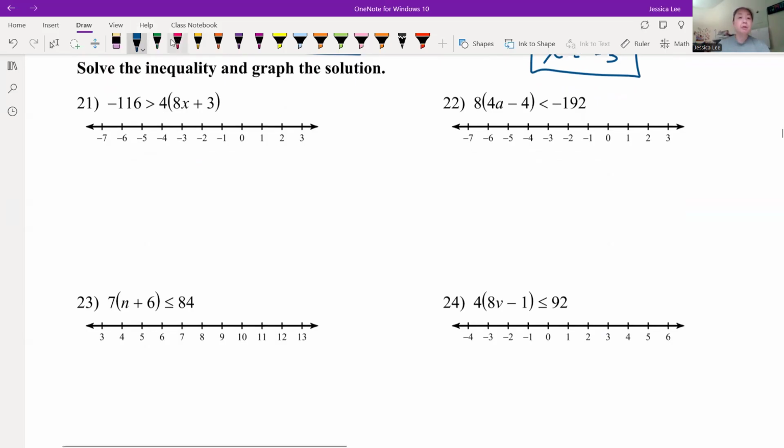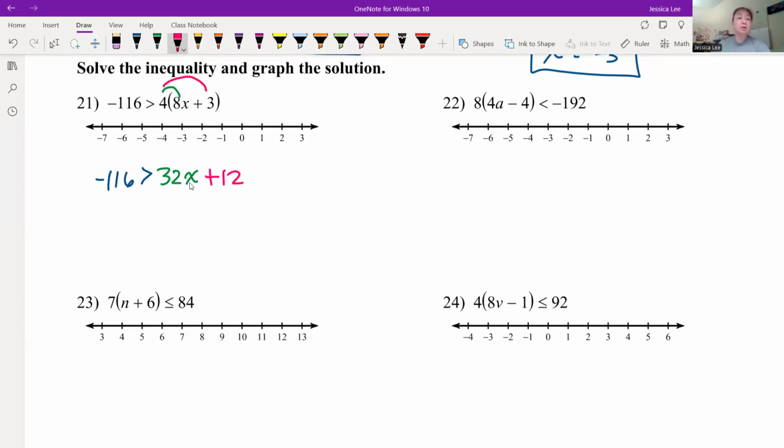All right, if you notice right here, I still have parentheses. Oh, let me write down the other stuff first. I keep forgetting to do that. So minus 116 is greater than 4 times 8x, which is going to be 32x. 4 times 3 is going to be plus 12. And it's now a two-step inequality.